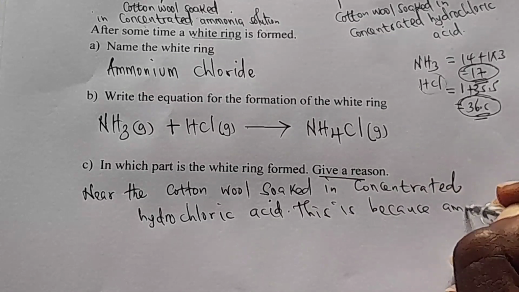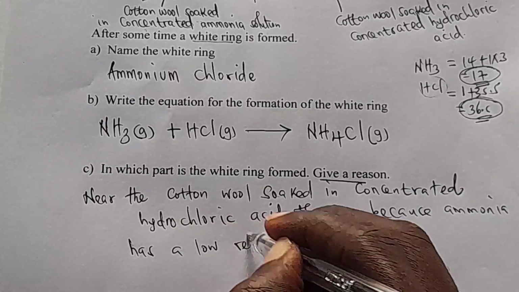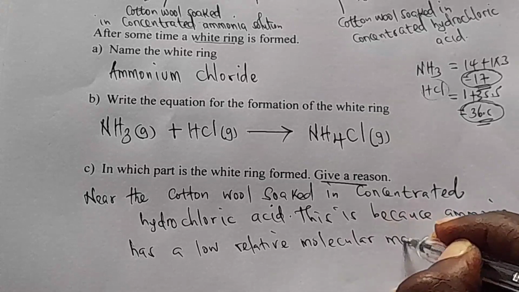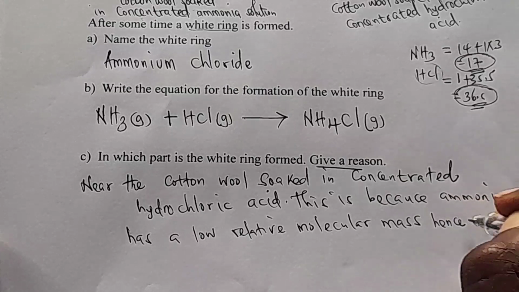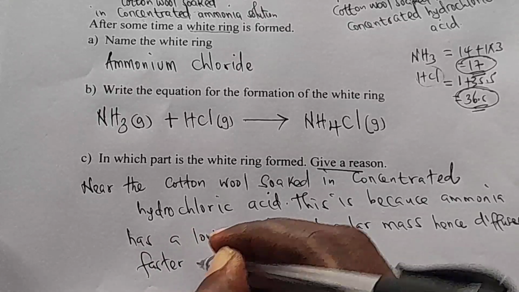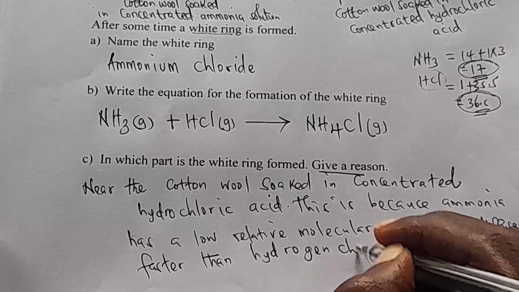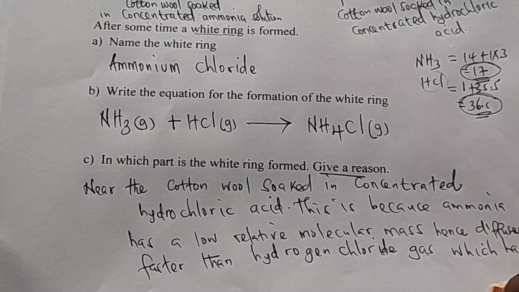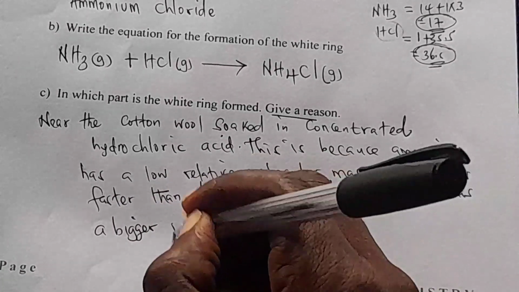So I'm saying this is because ammonia has a low relative molecular mass, hence diffuses faster than hydrogen chloride gas, which has a bigger relative molecular mass.